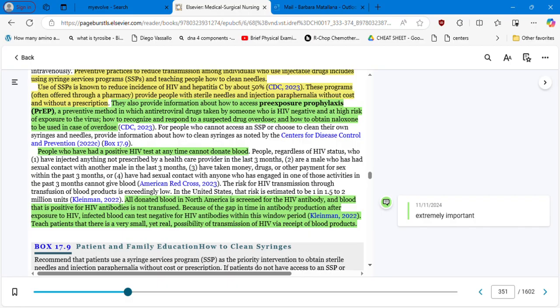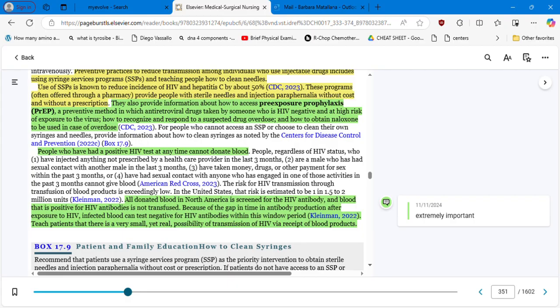It's important to remember that, okay? And also all donated blood in North America is screened for HIV antibody. Pay attention to this because it's very important regardless of the unit you are going to work, okay? You need to know this because some patients that are going to receive blood transfusion are going to ask you about this, okay? So all donated blood in North America is screened for HIV antibody, and blood that is positive for HIV antibodies is not transfused. Blood that is positive for HIV is not transfused.